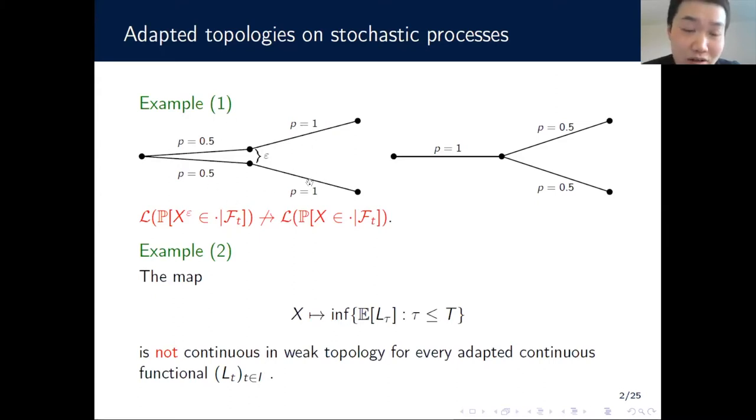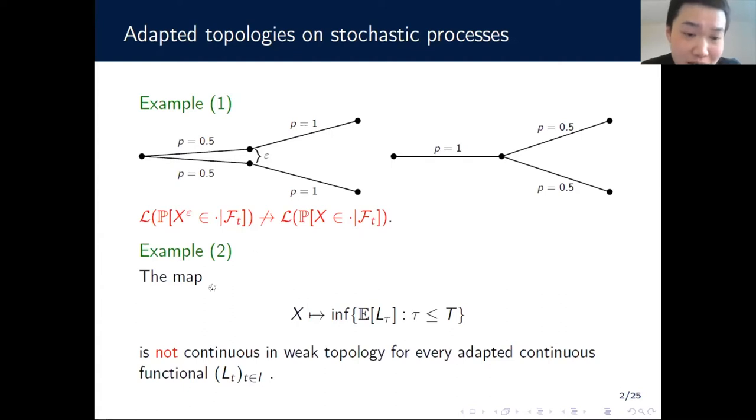So this example actually confirms that the weak convergence in general cannot preserve the underlying information structure. Let's call the process on the left-hand side X epsilon. You can easily see that as epsilon tends to zero, X epsilon converges weakly to the limit process X on the right-hand side. However, note that at time two, you can already predict the final outcome for X epsilon, while the sigma algebra generated by the limit process X at time two is still trivial, such that you can say nothing about the future, right? So this means that although these two processes are very close in weak topology, they actually have a completely different pattern of information evolution.